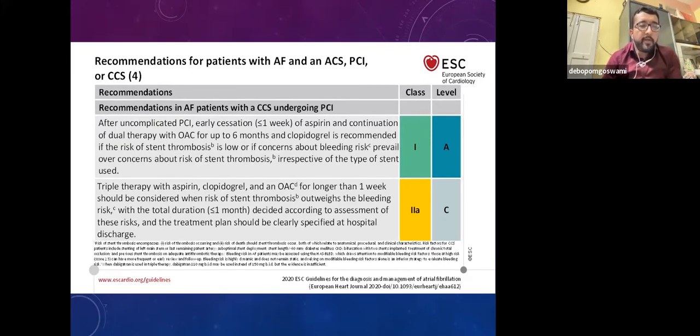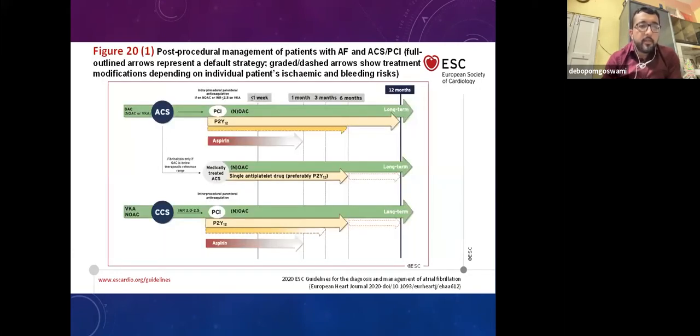Now, after an uncomplicated PCI, this is already discussed. Now, this is the post-procedural management of patients. It is the flow diagram. It's the same thing as already discussed. Next slide.